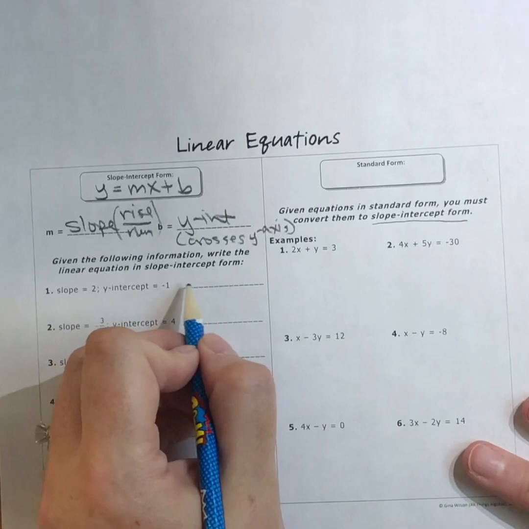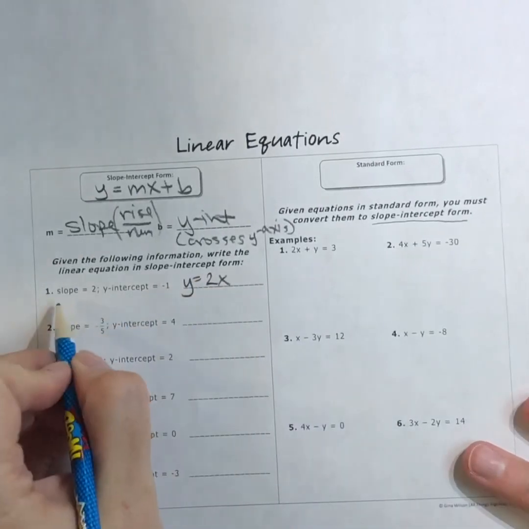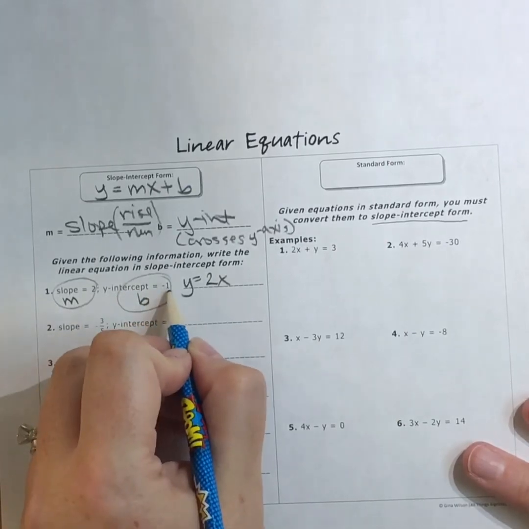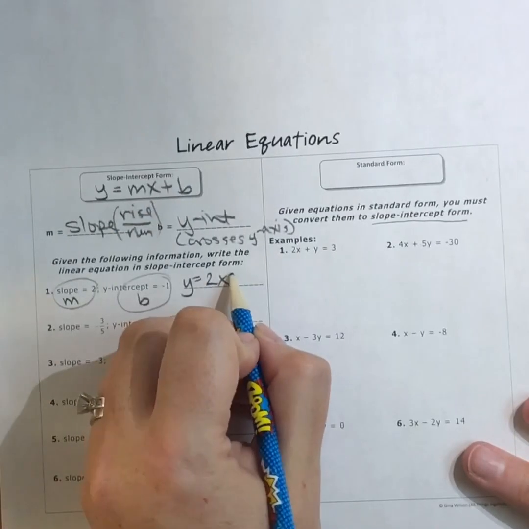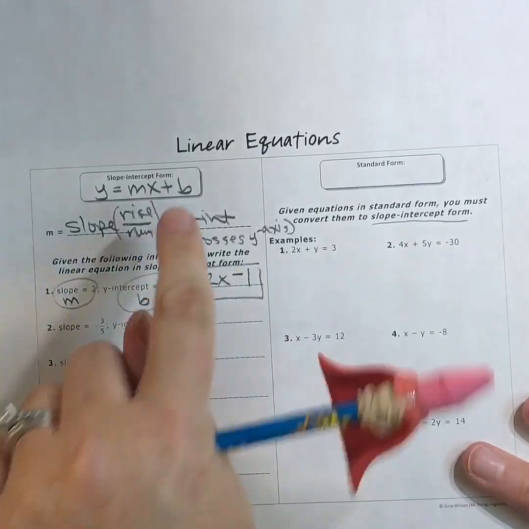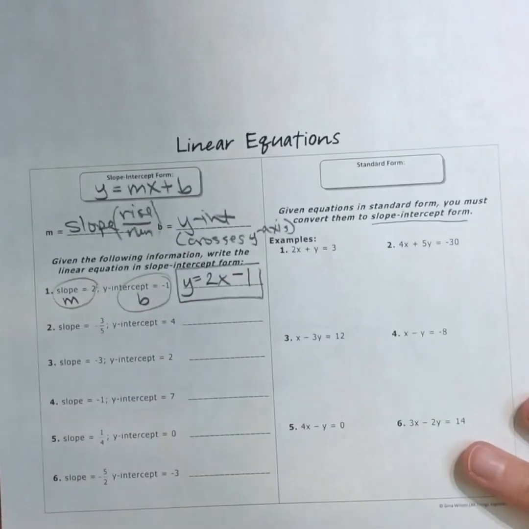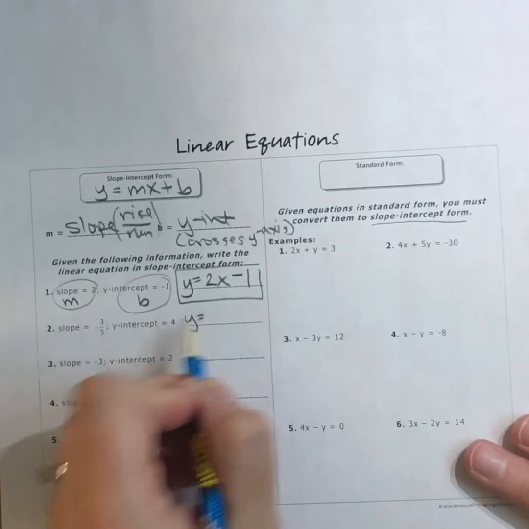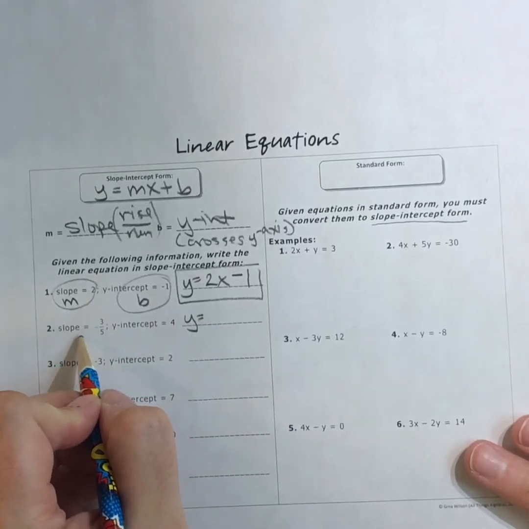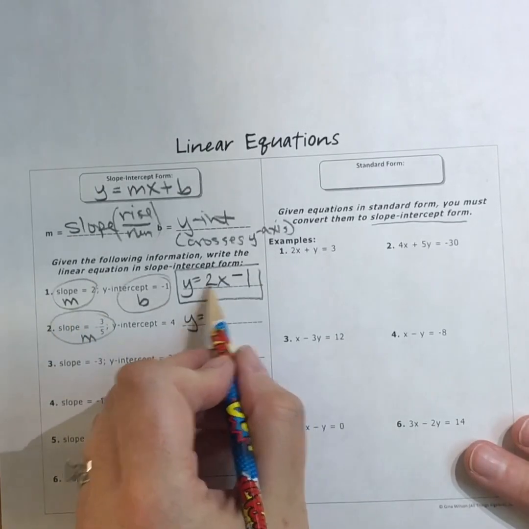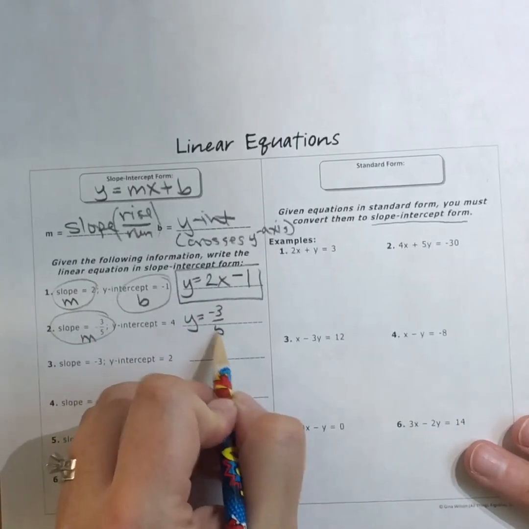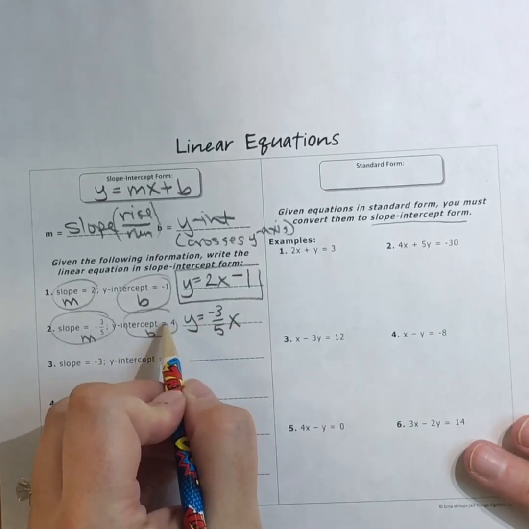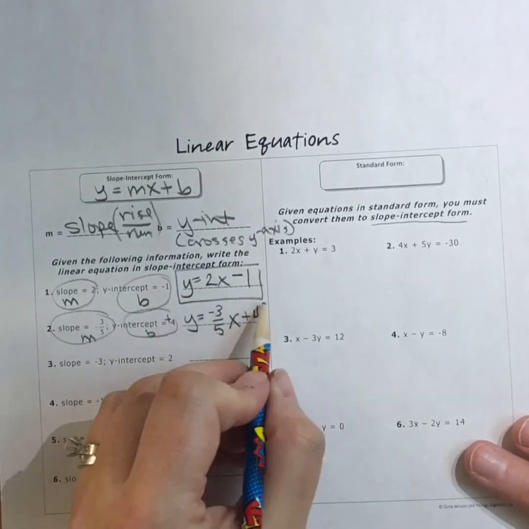So since our slope is 2, we have y equals 2x, because remember slope is your m, and since the y-intercept is your b, and since it's -1, instead of plus b, we just do -1. Basically, the b tells you whether it's going to be plus or minus for the last term. So for number 2, you have y equals our slope, or the m, which always goes next, multiplied by the x, is -3/5 x, and then the y-intercept, which is your b, is +4.